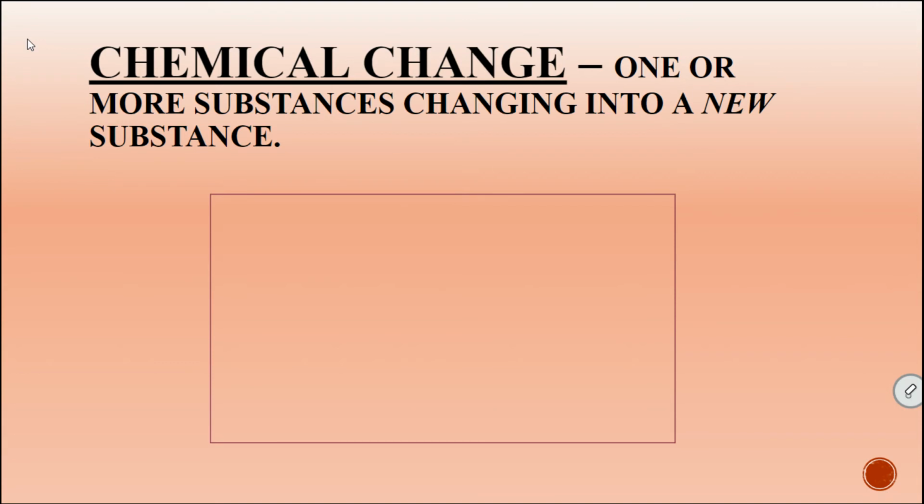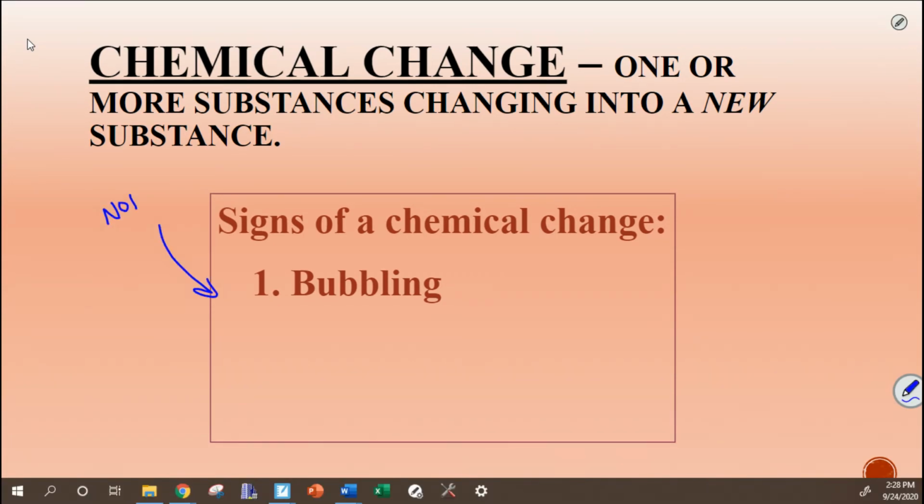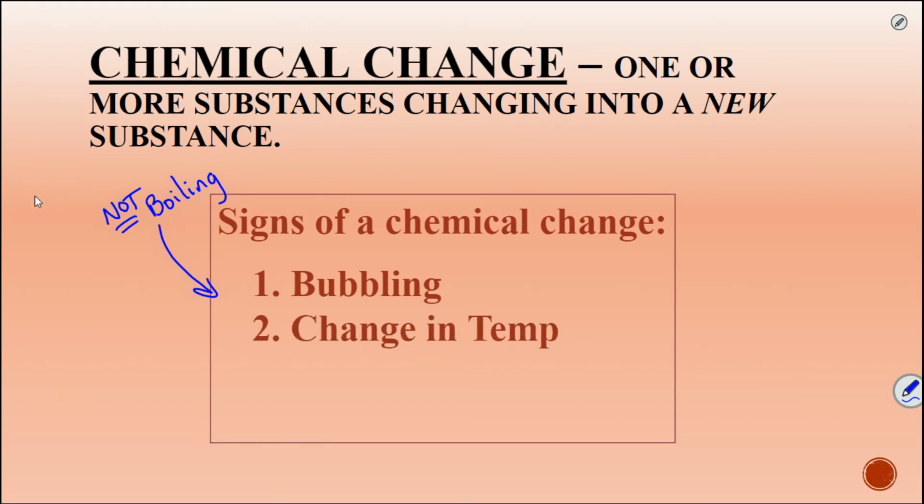A chemical change is one or more substances changing into a brand new substance. So this is when we actually change the substance itself. And we can tell with a few different signals or signs. The first one is if a bubble is produced, then perhaps it's a chemical change. Now I want you to write in here, this does not include boiling. Not boiling. Boiling is a physical change. The next one would be change in temperature.